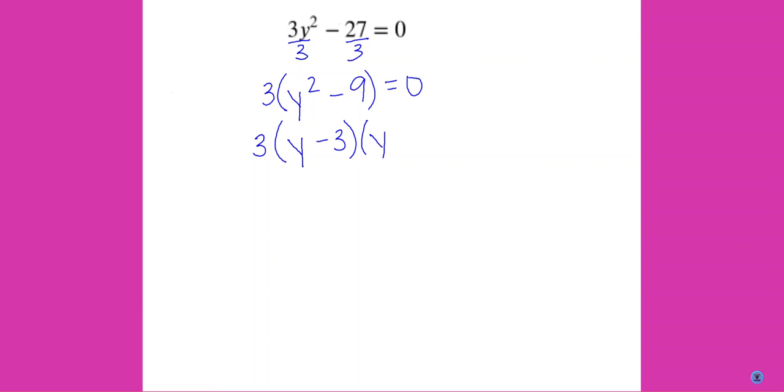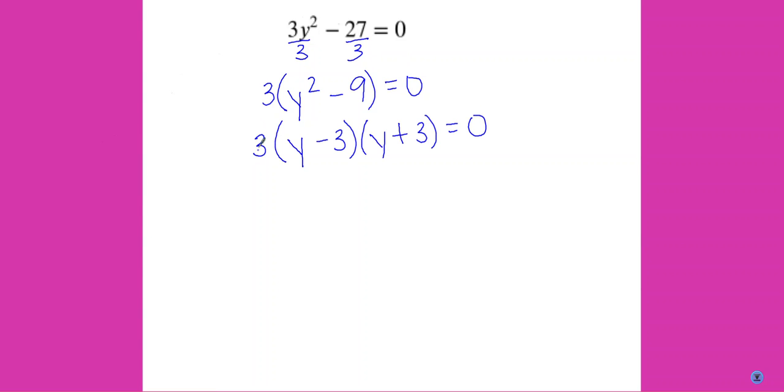So, if we look at this, first thing you might notice is that both are divisible by 3, so we're going to factor out a 3 first. Then you should notice that y squared minus 9 is a difference of perfect squares, which using our pattern we know factors to y minus 3 and y plus 3.